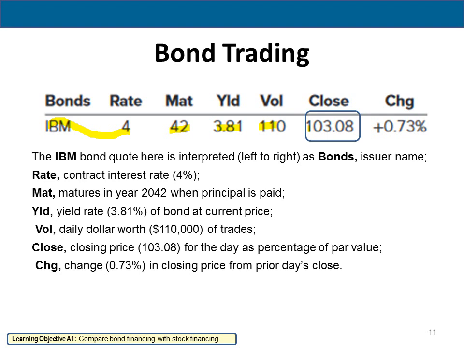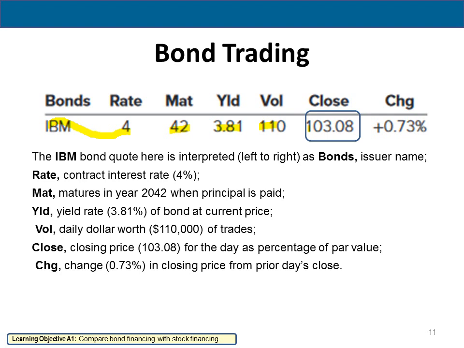You have this information that is related to a certain type of bond. Let me illustrate for you what these numbers mean. IBM stands for the company name. So the company that issued this type of bond is IBM. So IBM is the issuer name. This is the company that will borrow money from the public.